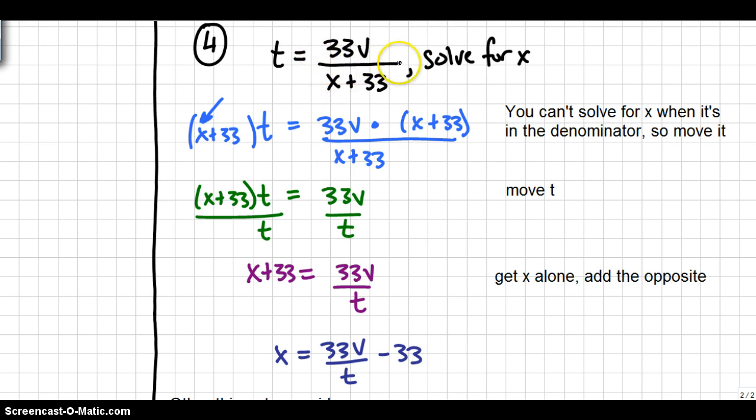Since the fraction bar here works like a grouping symbol, as we learned earlier in the chapter, the x and the 33 must travel together for now. So the x and the 33, if we need to move that to the top, we're just going to simply multiply it on both sides.